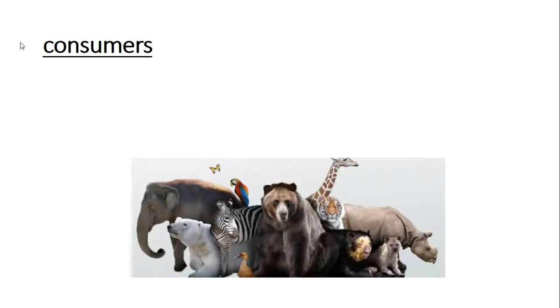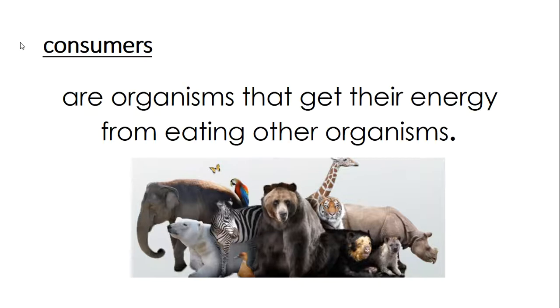Hey readers and writers, today we are moving on to research question 3, and this one's all about consumers. So the first thing that we need to do is take out our ELA notebooks and write down the definition of consumers. So a consumer is an organism that gets its energy from eating other organisms. So this ties directly into the producers we talked about yesterday. Sometimes consumers are eating producers. Sometimes consumers, according to the food chain, are eating other consumers.